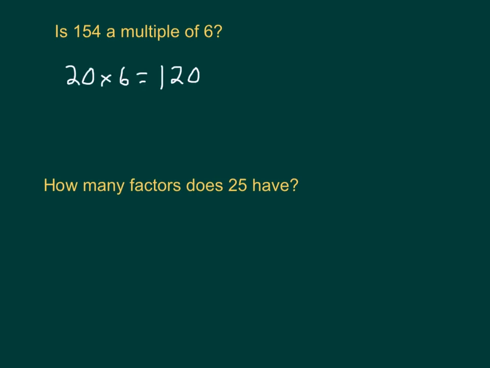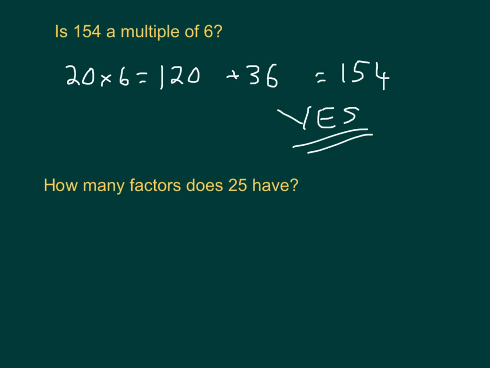Here, I'd probably start with 20 lots of 6, 120, and count upwards. If I add 36, I've added 6 lots of 6. So that gets me to 154. So the answer to the question? Well, it must be yes.